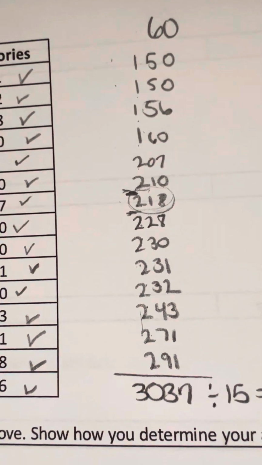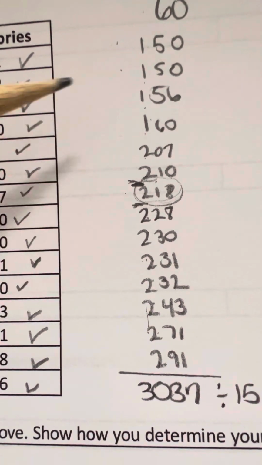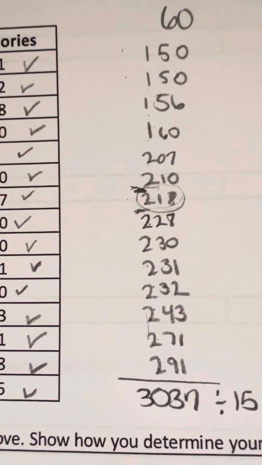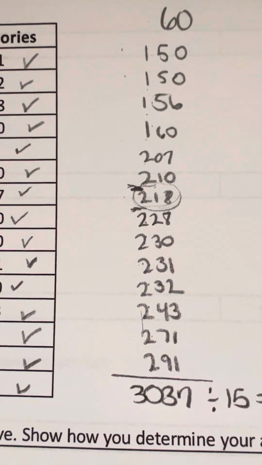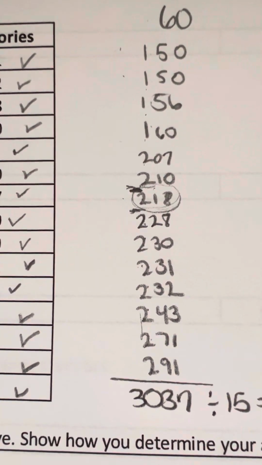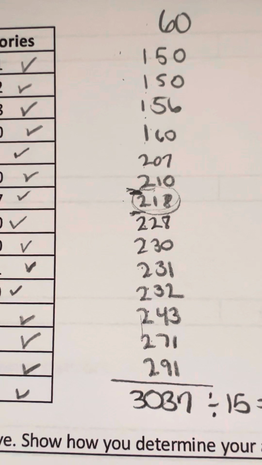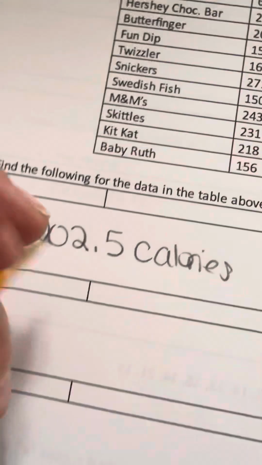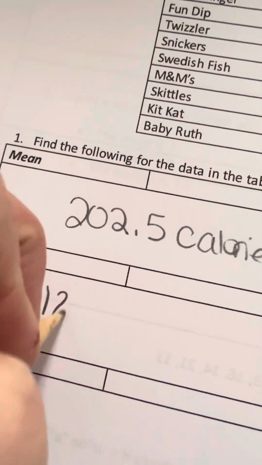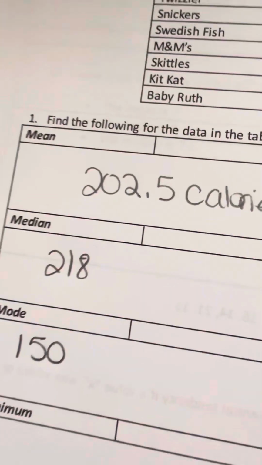So if it comes out like that, then you round it up. If it happens to be a nice even number, then you take half of that number, and the number above it, and then you average them. So in this case, 218 is my median number, and that would be how many calories we would have for the median.